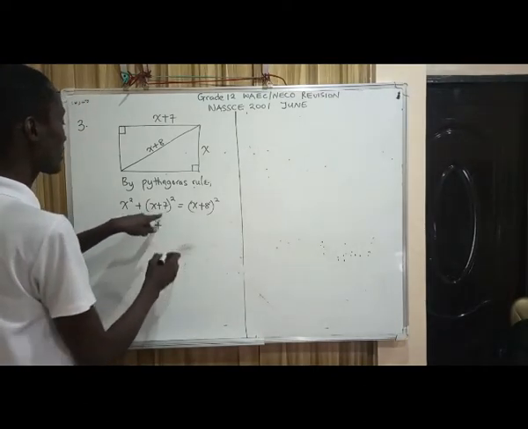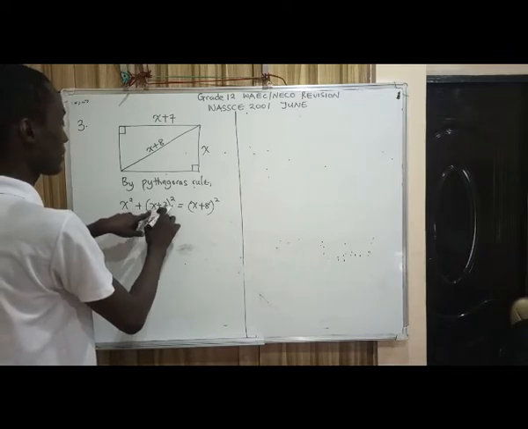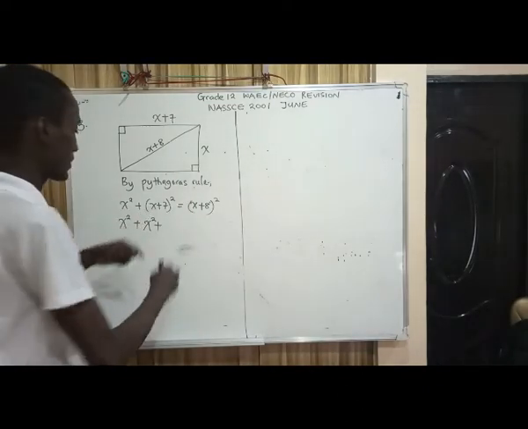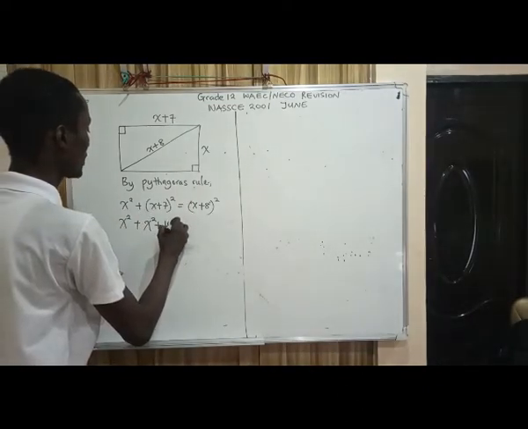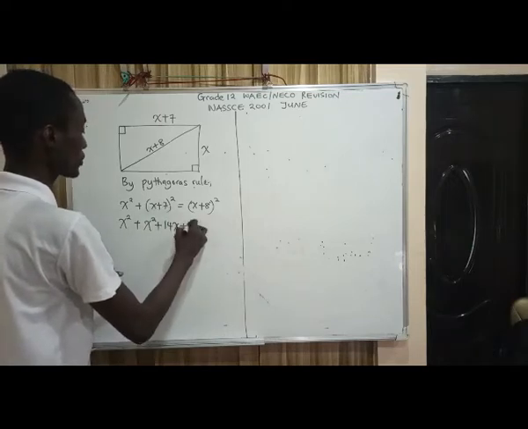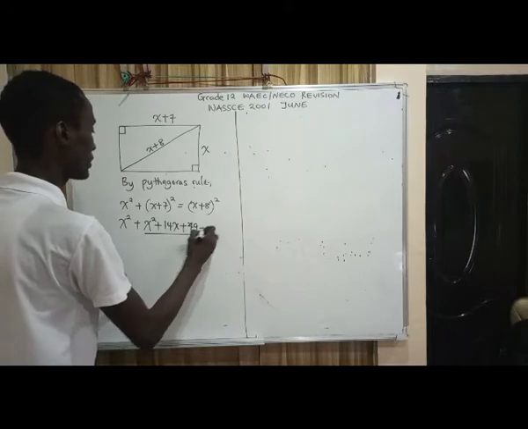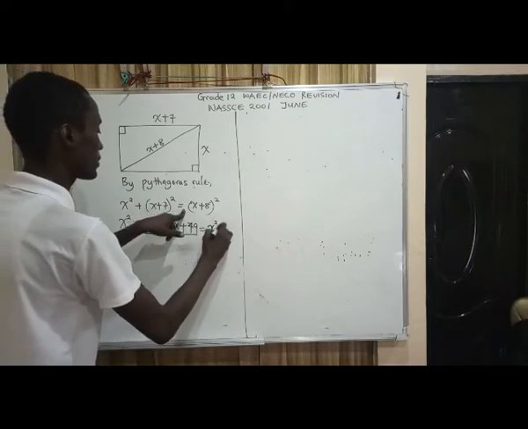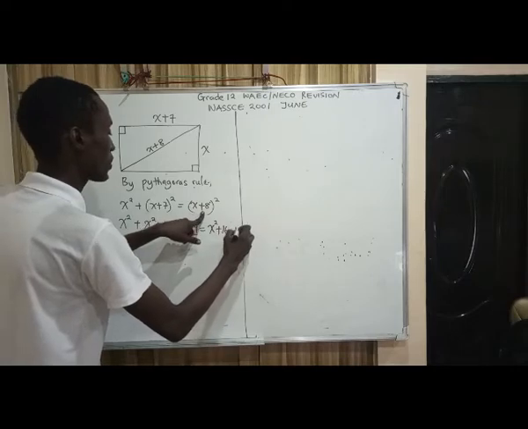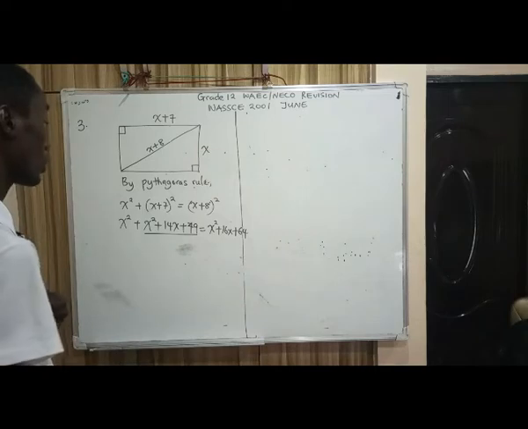Now, I multiply x times 7, I get 7x, and multiply it by 2 because it occurs twice. That will be 14x plus 49. I'm just doing that so you see what's happening. The other side will be x squared plus 16x plus 64. Alright, so I'll simplify this quickly.